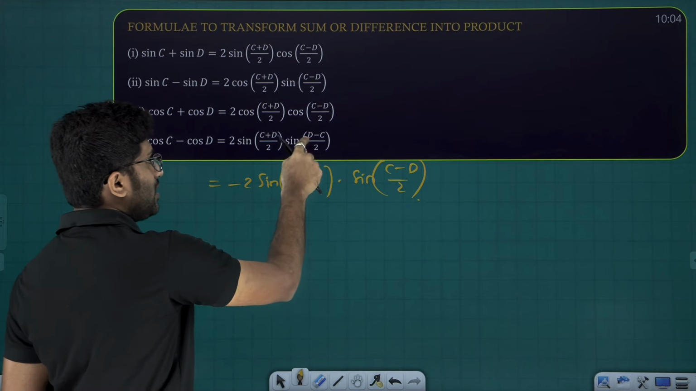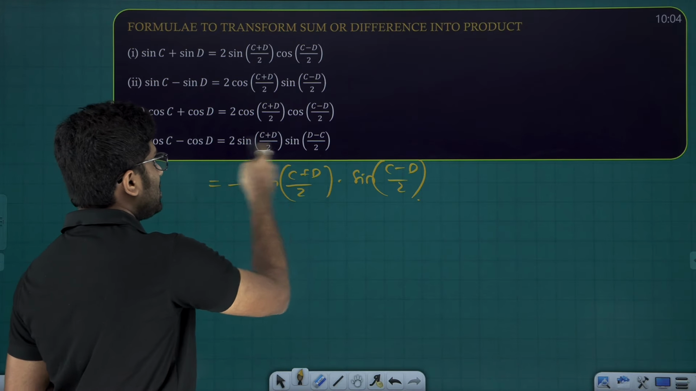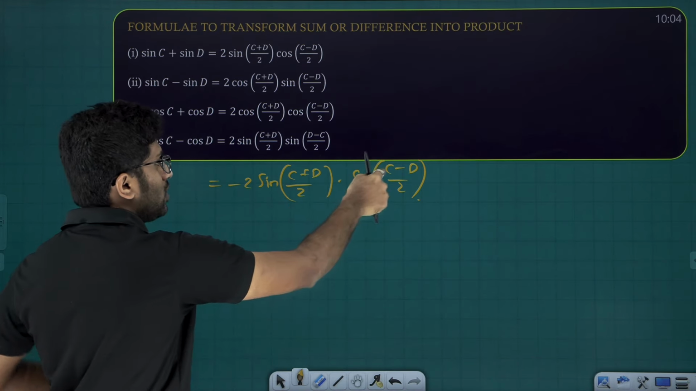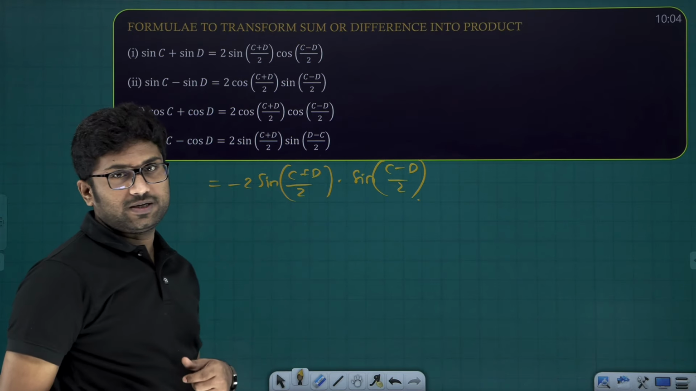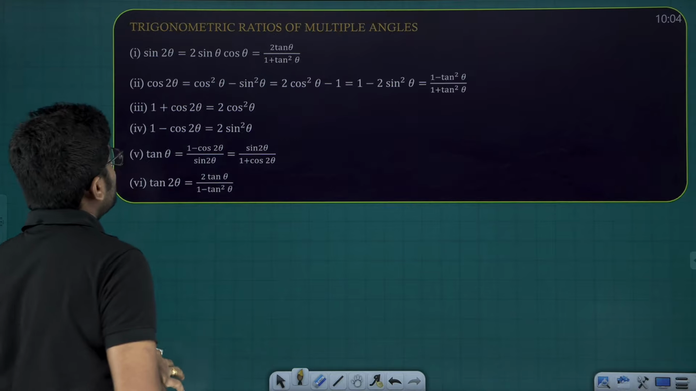Check properly whether we are writing d minus c by 2. If you are writing d minus c by 2, then no negative here. If you are not writing d minus c by 2, and you are writing only c minus d by 2, then put minus here. So these two are transformation formulae.